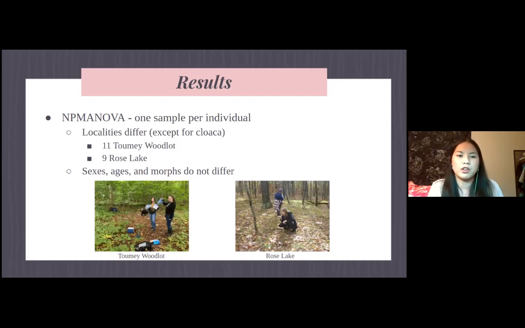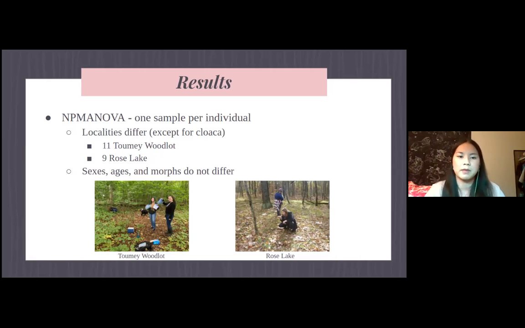And then moving on, we've also done a non-parametric multivariate ANOVA test, this time using one sample for every individual. As I just mentioned, we found that there are no differences between the body sites, so we decided to choose one body site and look at that body site across all the different individuals to see how our other factors might be affecting the volatile profiles of each of the salamanders. We had 11 salamanders from Toohey Woodlot and 9 salamanders from Rose Lake. And we found that localities are differing across the board, whereas sexes, ages, and morphs are not differing.